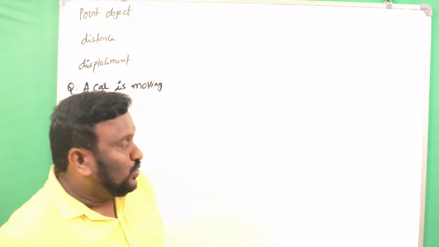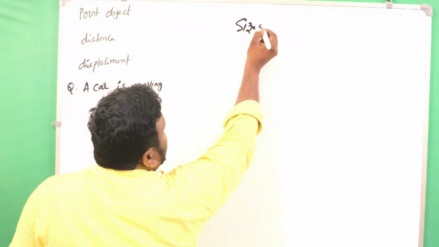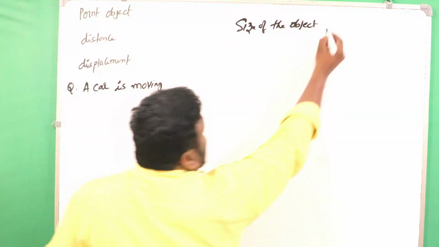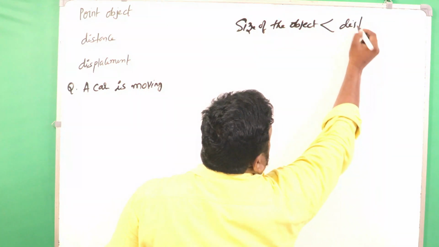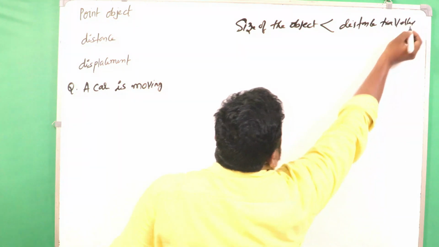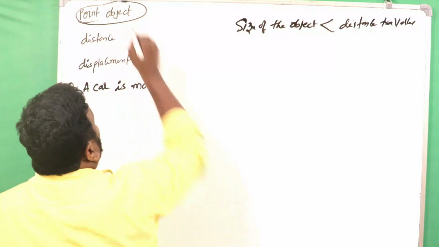Clear? So the size of the object is less than the distance traveled. That's why every object should be taken as a point object.